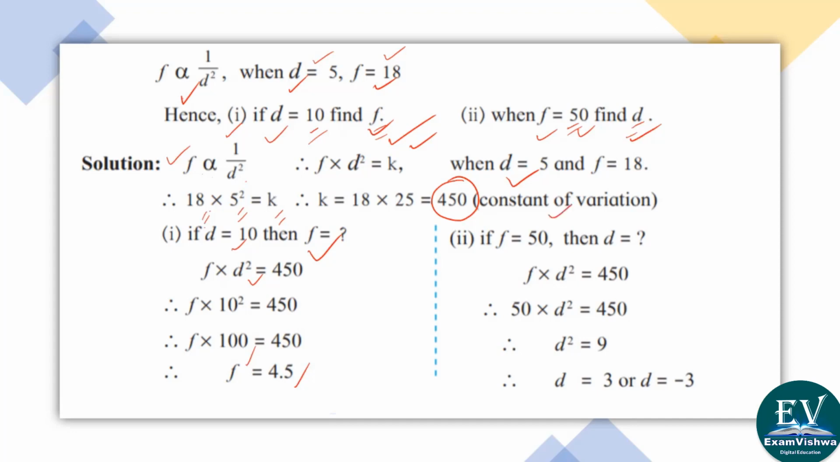If f is given as 50, the constant is 450 from the same situation, and d square is 9, so d is equal to 3 or minus 3. d square 9 मिला तो आंसर में 2 आ गया क्योंकि माइनस 3 स्क्वायर भी 9 है, 3 स्क्वायर भी 9 है, तो plus और minus 3. That common thing you know very well. It happens. So variation is a very simple chapter where you will be getting two main things, direct variation and inverse variation.